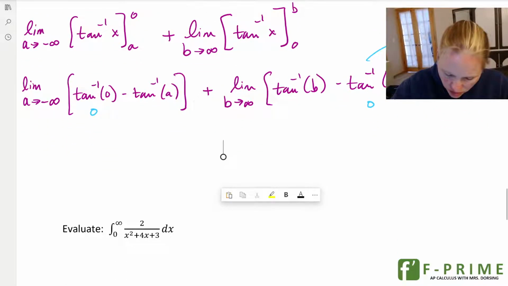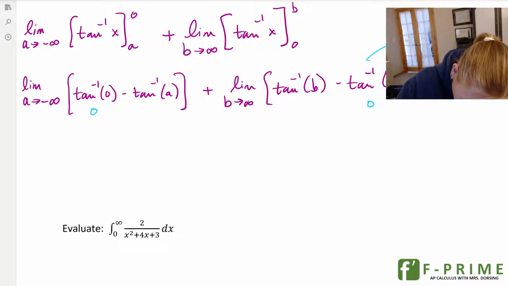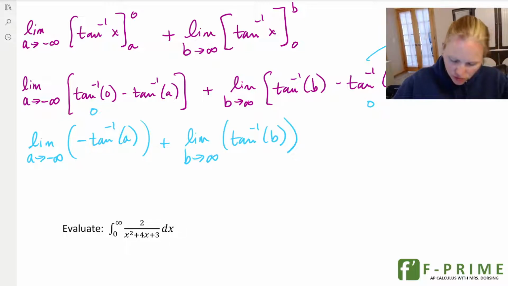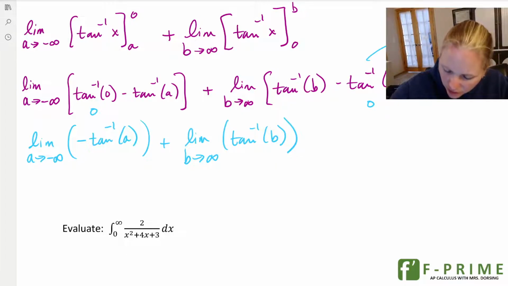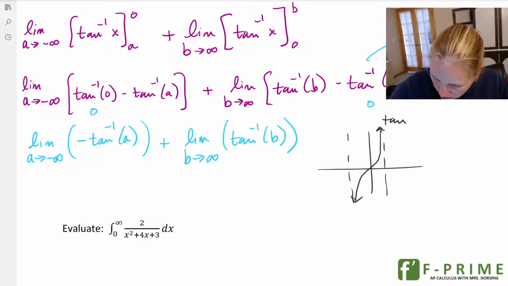So then we have to deal with this limit here. This ends up being negative tan inverse of a, this limit, plus the limit of tan inverse b. So let's go ahead and drop the tan inverse of 0. Now, what is happening? Well, we have to remember what tan inverse looks like. So remember, a tangent curve looks like this. So this is tan, right? It's got all these things and kind of goes like this over and over again, right?